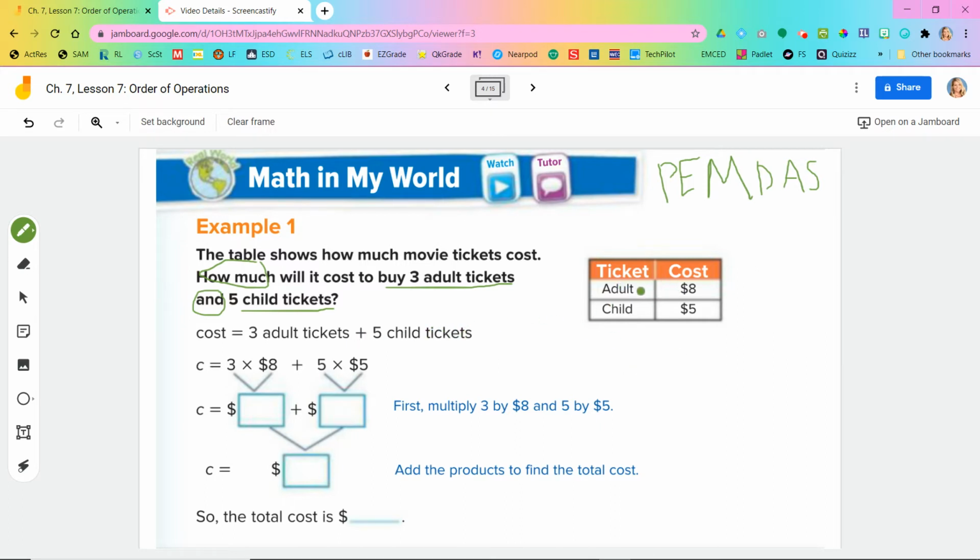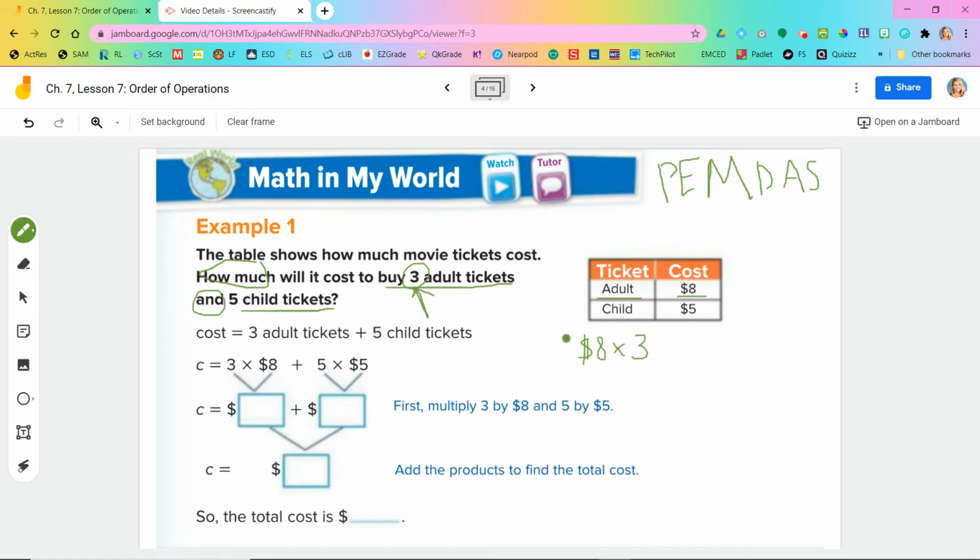So first, let's go back to our table. I have 1 adult ticket because that's singular. So 1 adult ticket costs $8. But I'm not buying 1 adult ticket, I'm buying 3. So in order to solve for 3 adult tickets, I would have to, hopefully you said multiply. Very good. I'd have to take my $8 for 1 adult ticket, but multiply it by 3 because I wouldn't be getting just 1. I would have to buy 3.